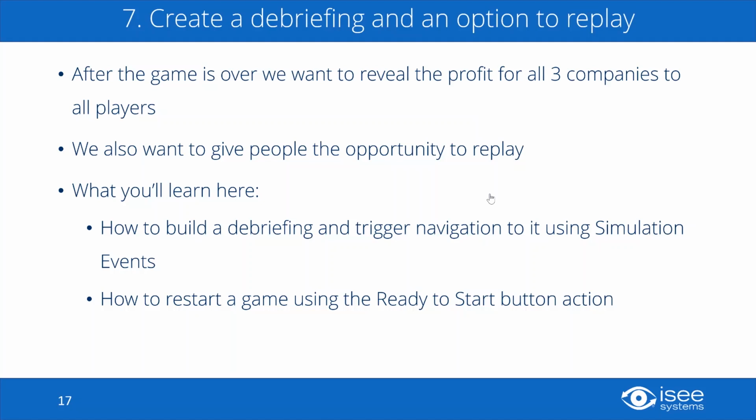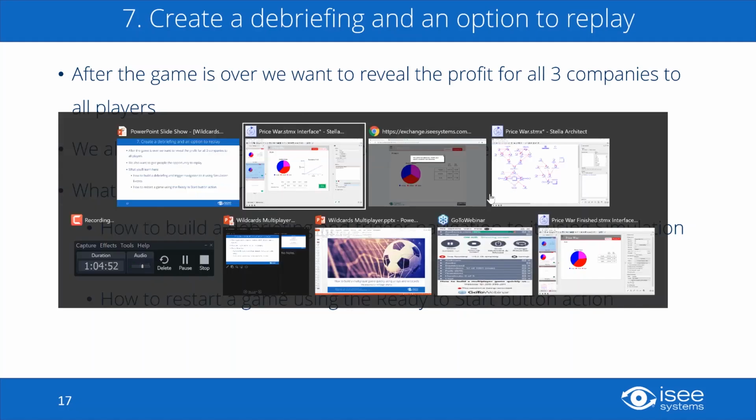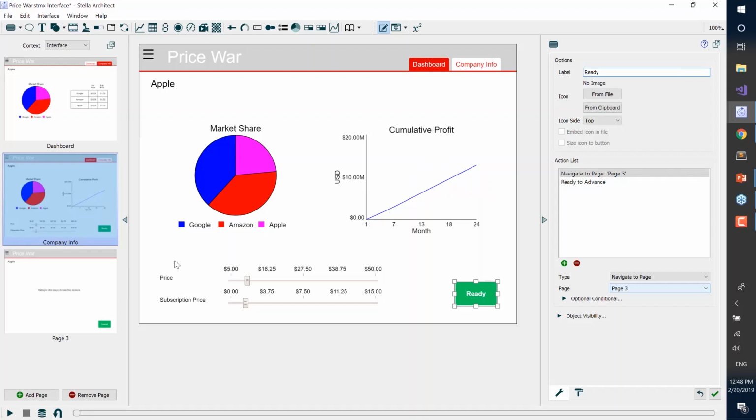What you're going to learn here is how to build a debriefing and how to trigger navigation to it using simulation events. And you're going to learn how to restart a game using the Ready to Start button action. So let's go ahead and implement that.